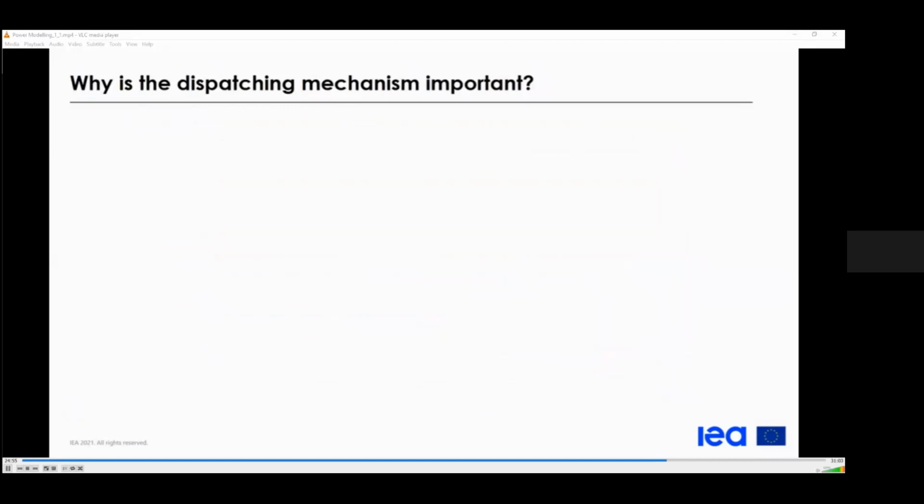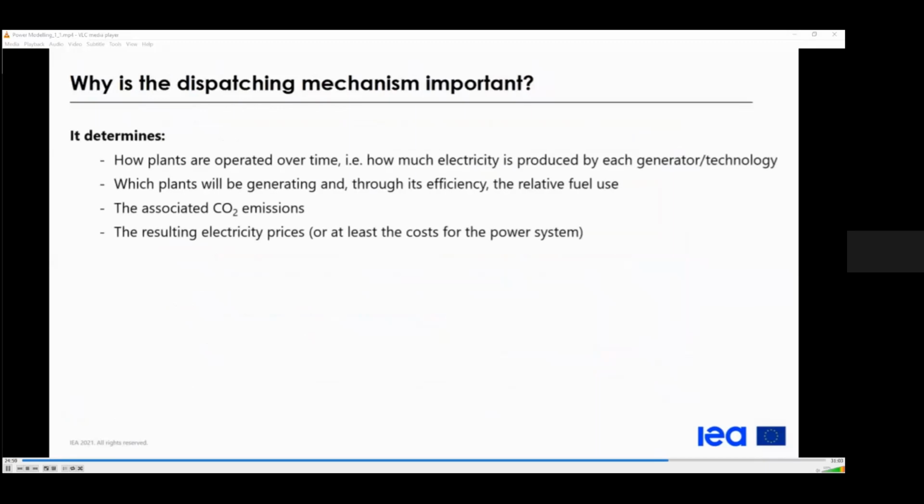So why is the dispatching mechanism important? This module helps determine a number of very important elements: how plants are operated over time, how much electricity is produced by each technology, which plants will be generating, and then, and I'll come back to that later, the fuel use and associated emissions. And we saw that just in the previous slide, the price.